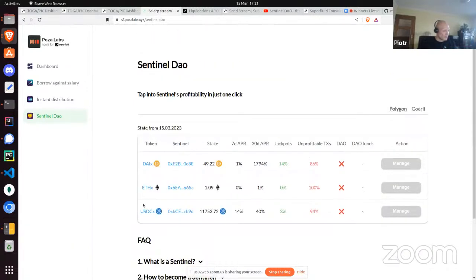So we've created this fancy little table to visualize some of the Sentinels, because each and every token has its own Sentinel. So DAI has a separate one, ETH has a separate one, and so on and so forth. And in order for you to become the Sentinel, you need to put up a stake that is higher than the current stake of the Sentinel. So if I wanted to become the Sentinel for the DAI super token, I would need to put up more than what they have at stake, and then I would be able to close insolvent streams and collect the rewards.